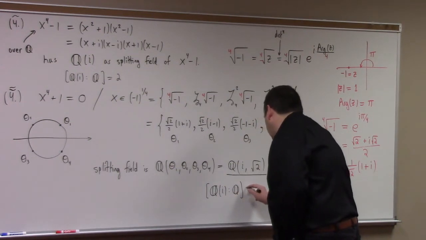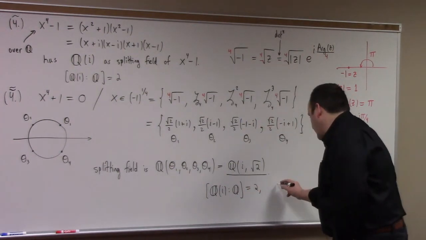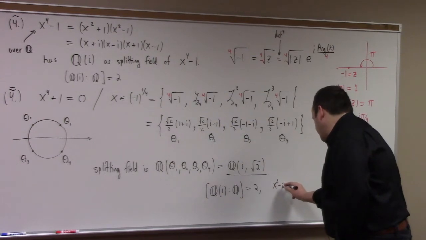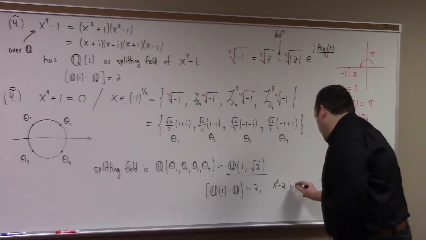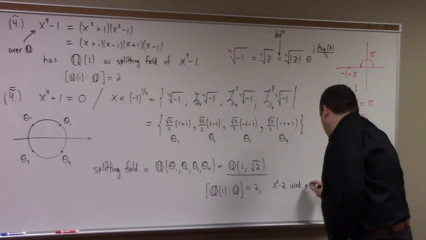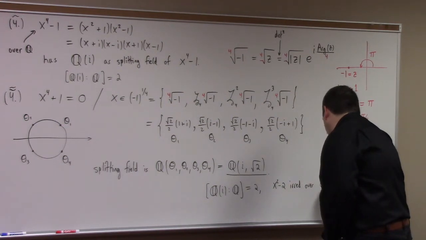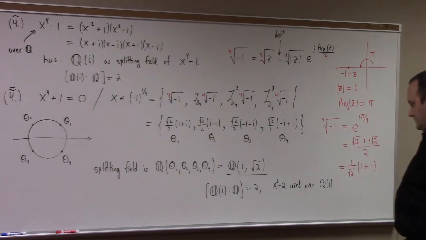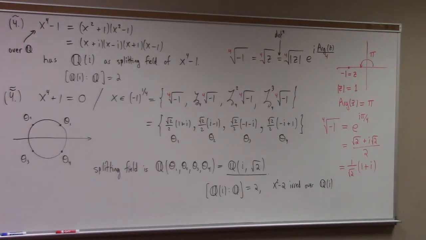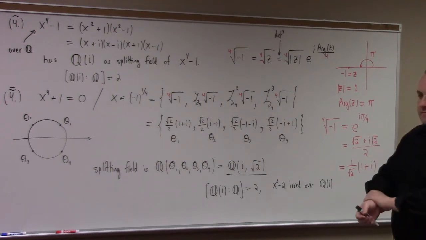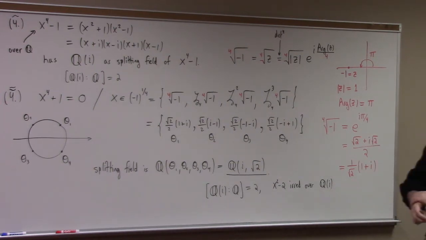So Q adjoin i is degree 2. And then the question is, is x squared minus 2 irreducible over Q adjoin i? Or even easier, we have Q adjoin square root 2 over Q is 2, and then is x squared plus 1 irreducible over Q adjoin square root 2? Yes, trivially. So just flip the roles of i and 2 around also. Good. So that's going to be degree 4 then.